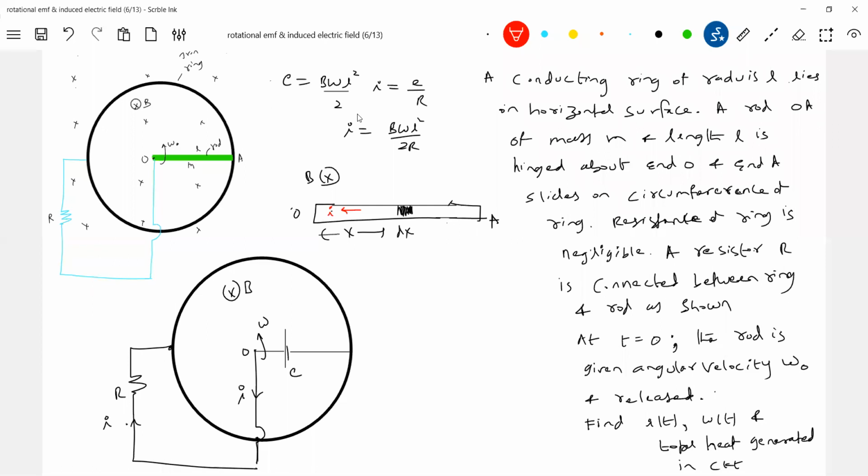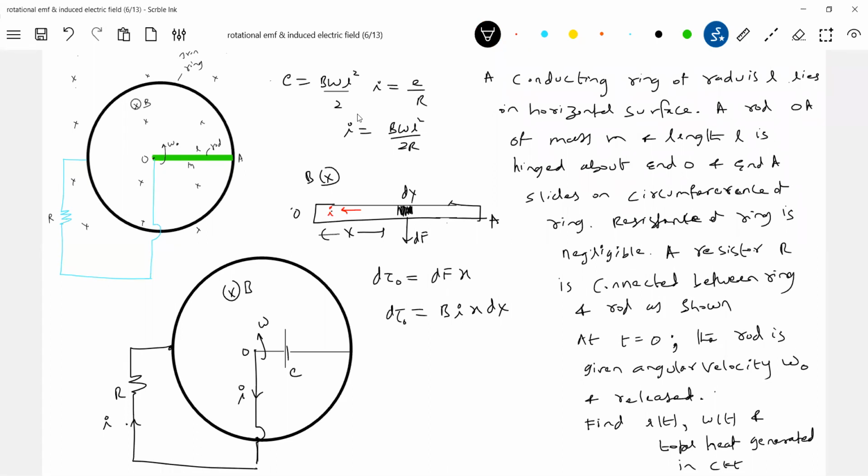Tell me, like this element, how the force will be on the bar, B I. So the force will be in this direction. Will it set up any torque about O? As a retarding torque, d tau should be equal to dF into x. And what is dF? B I x into dx. This is due to what?